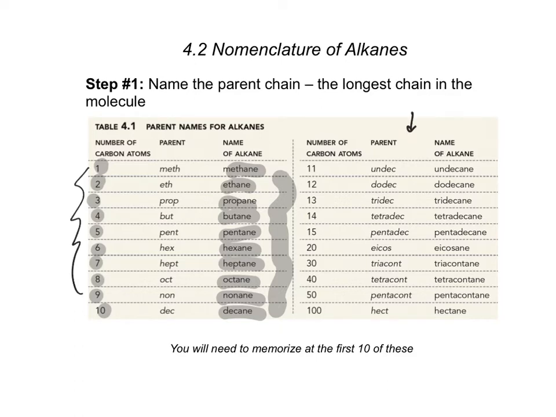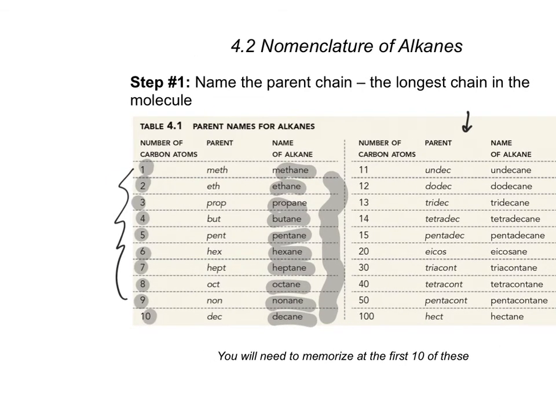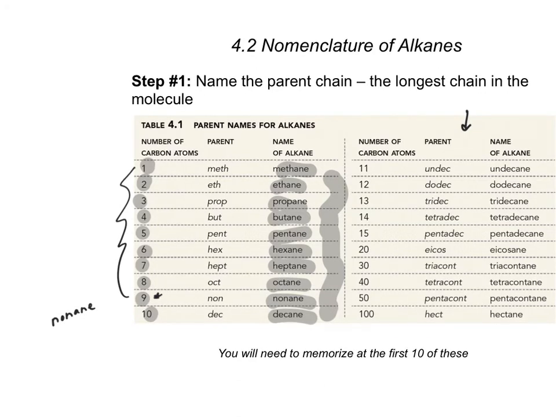Okay, so again, we're trying to name our parent chain, right? And again, it's going to depend on how many carbon atoms are in there. For that one that we just looked at, we had 9 carbon atoms. So the name for the parent chain for that is nonane, right? Note that this 1, 2, 3, 4, all the way to 10, meth, eth, prop, but, pent, hex, hept, oct, non, dec, these guys are going to come back in a second, right?